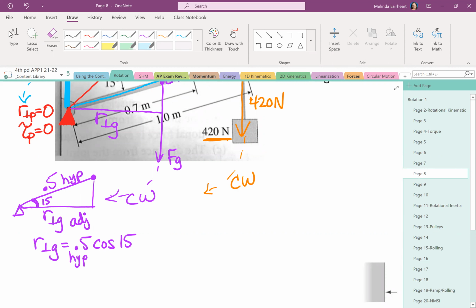We'll do similar on the added mass. What's 0.5 times cosine 15? 0.15? Well, I don't want to use the exact same, so 0.48. Yeah, I want to show that I've done something different.